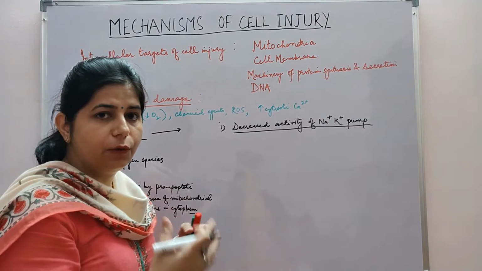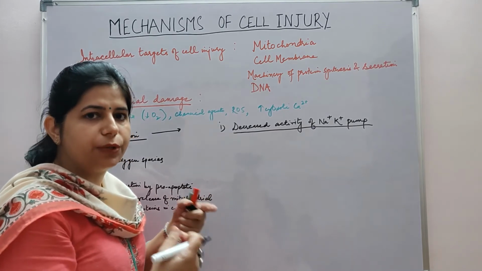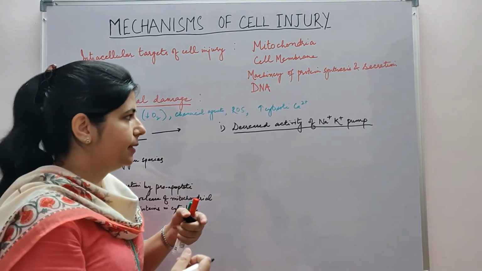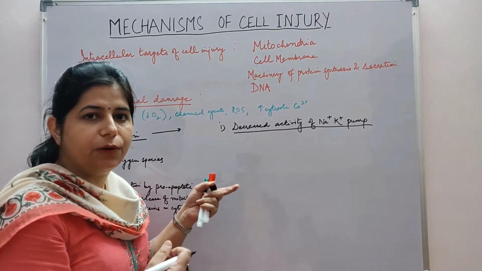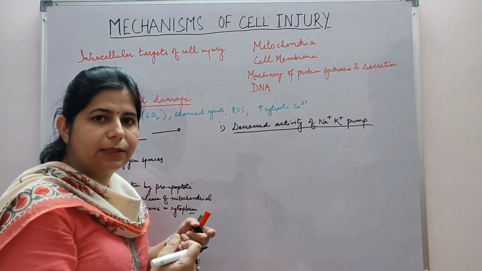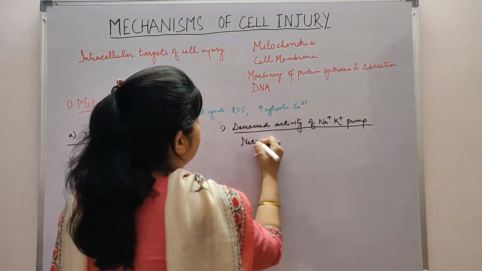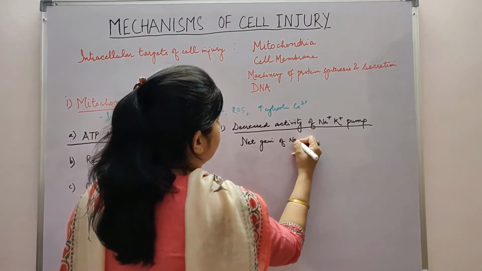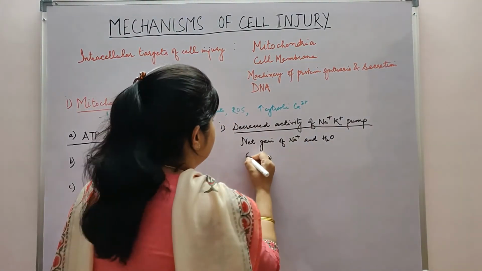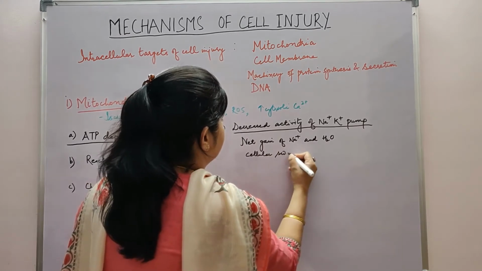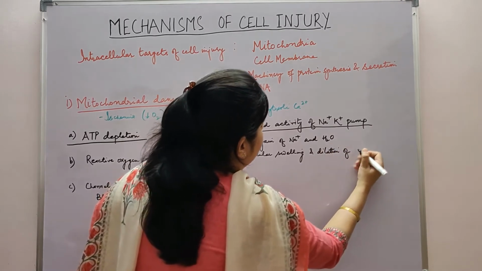When it is functioning normally, it transports 3 sodium ions out of the cell in exchange for 2 potassium ions, so 2 potassium ions come inside the cell. When this activity is decreased due to depletion of ATP, there will be a net gain of sodium inside the cell, and with it will come water. So there will be net gain of solute as well as water. What will be the effect on the cell? This will lead to cellular swelling and dilation of the endoplasmic reticulum.